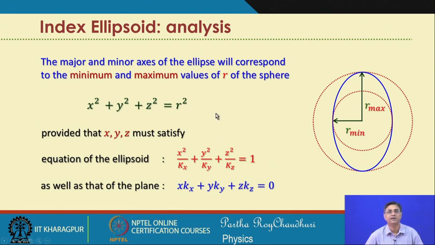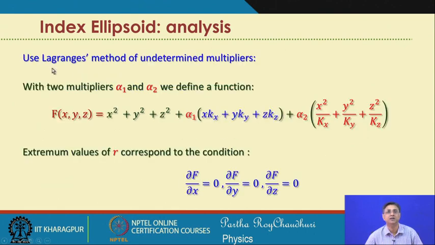So, we put together and write a function, and we will use Lagrange's method of undetermined multipliers to find out the solutions for omega values, that is in terms of k x, k y and k z. So, we define this function f of x, y, z equal to x square plus y square plus z square, the left hand side of the sphere, then some constant into this part of the plane and some constant alpha 2 into this part of the ellipsoid.